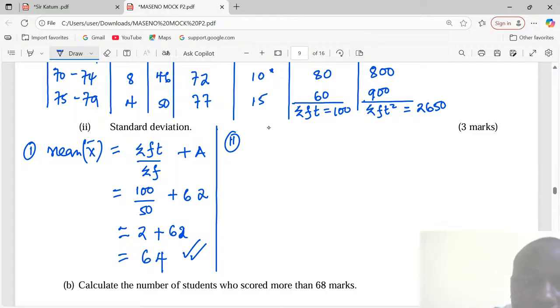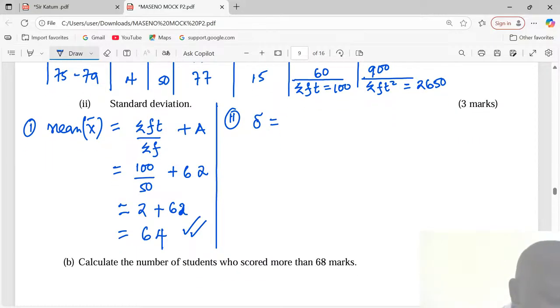For us to get standard deviation, we need to get the variance first. And remember, okay, thank you, Francis from St. Paul's Boys. That is a Muranga. Thank you.